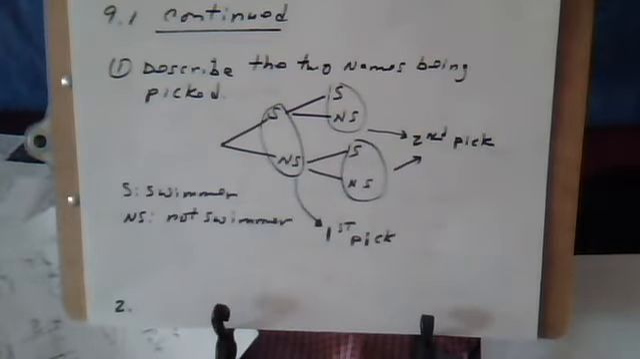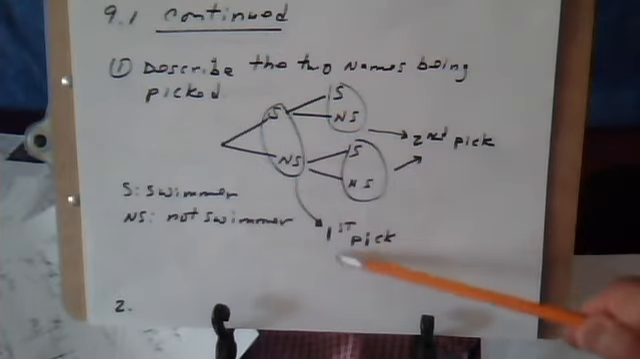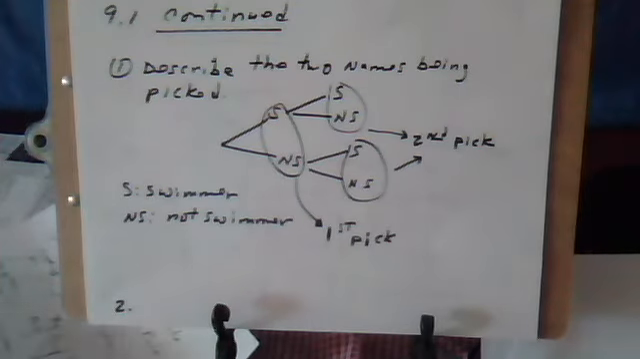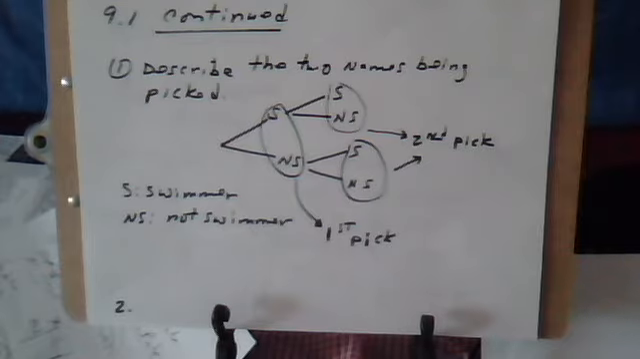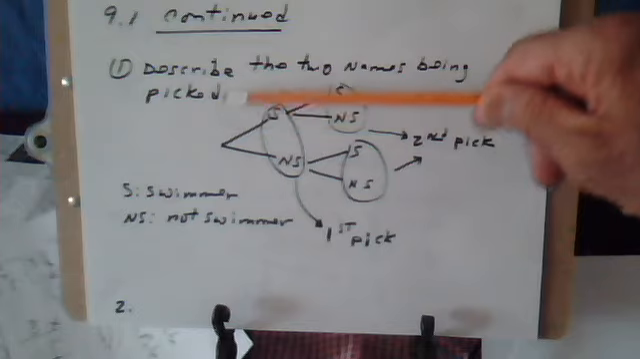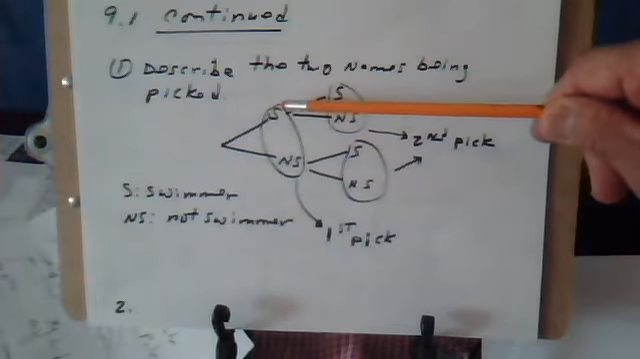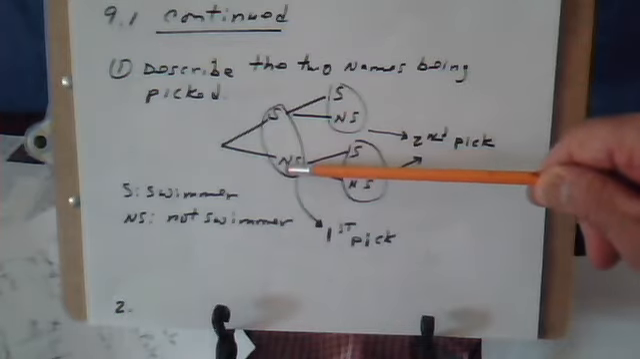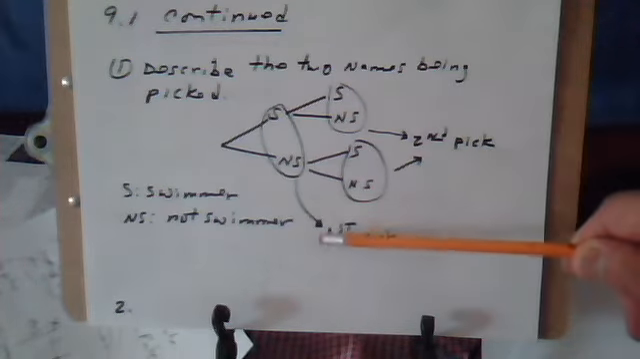So the first step is to describe the 2 names being picked. This is the first pick, and these are the second pick. This is a tree diagram. They work very well when it's one way or the other: you're a swimmer or you're not a swimmer. So for the first pick, you could pick a swimmer or not pick a swimmer. This would be the first pick.